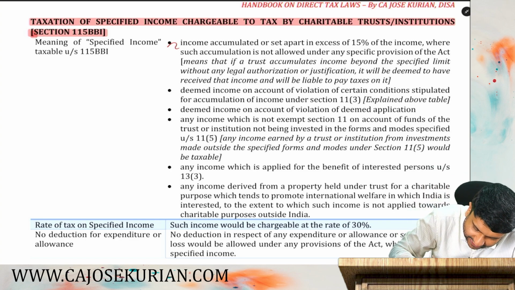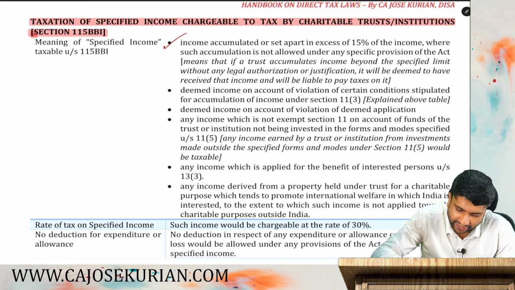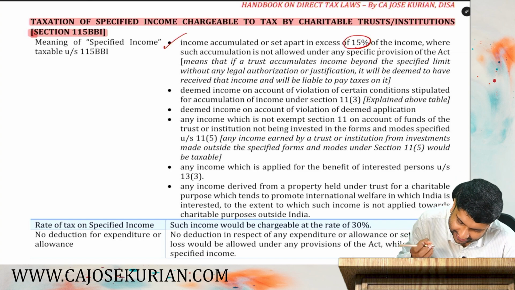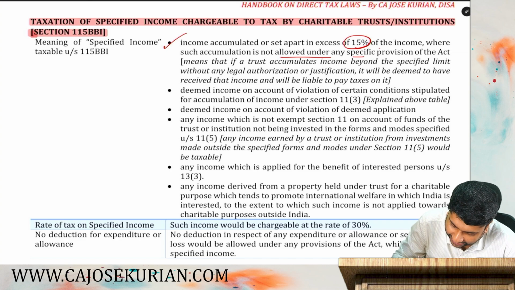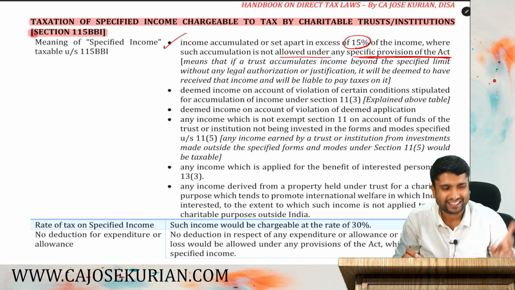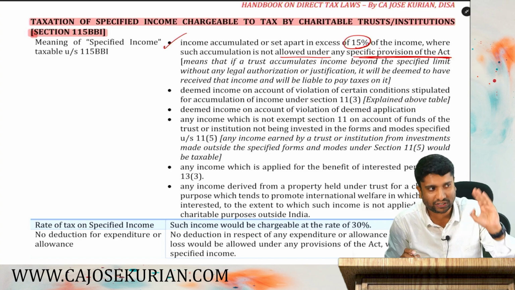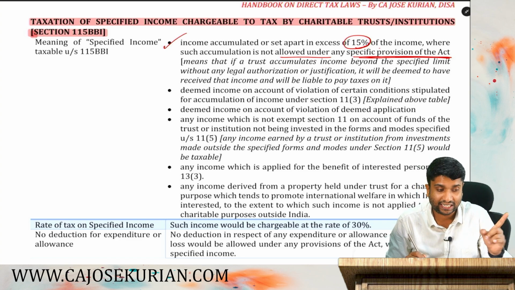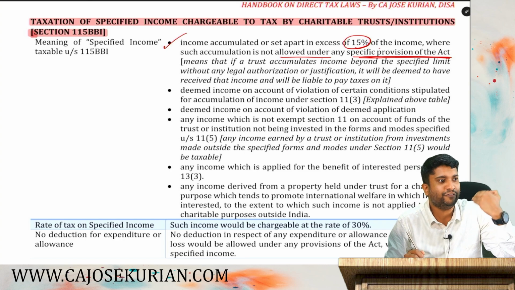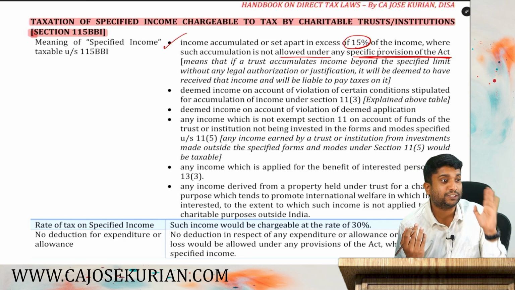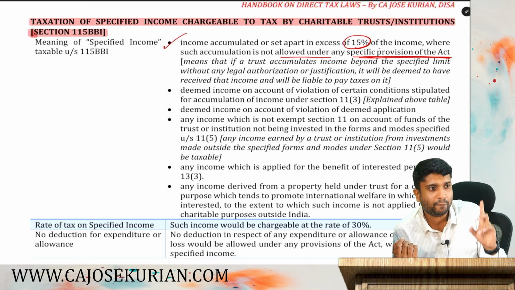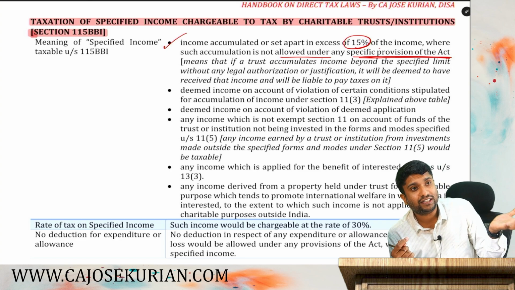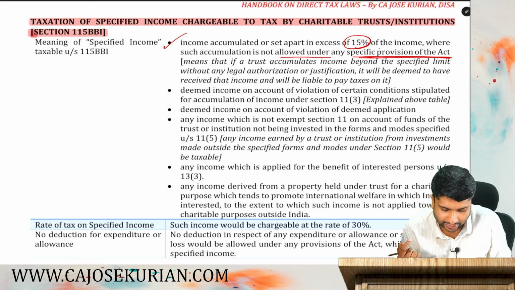So, number one, what is item number one? Income accumulated or set apart in excess of 15% of income, where such accumulation is not allowed under any specific provisions of the Act. That simply means if you are accumulating more than 15%, then you have to satisfy certain conditions. Do you remember conditional accumulation? You have accumulated more than 15%, but you are not satisfying the respective condition. You are saying it is a conditional accumulation, but you haven't filed the form, or you have done some mistake in filing the form, or you have filed the form after the date. If you are doing something like that, then what will happen?